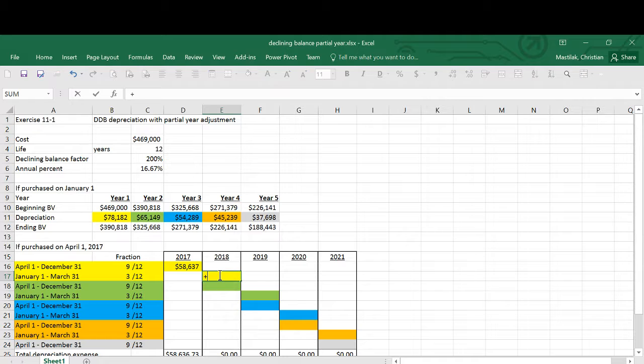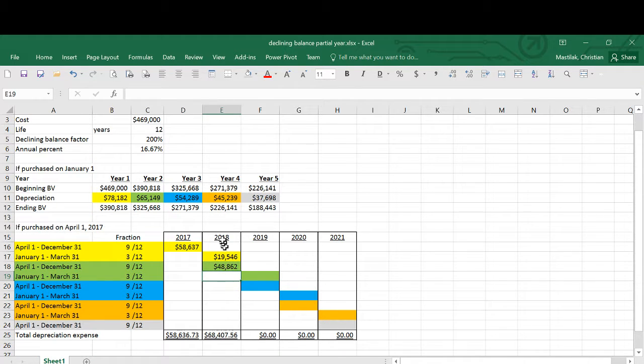In 2018, we're going to take the remaining 3/12 of that number and the first 9/12 of year two's depreciation, which is here in green. So our 2018 fiscal year or income statement year is going to include part of this yellow number and part of the green. And so that's going to be the last 3 months of 78,182 and the first 9 months of 65,149.